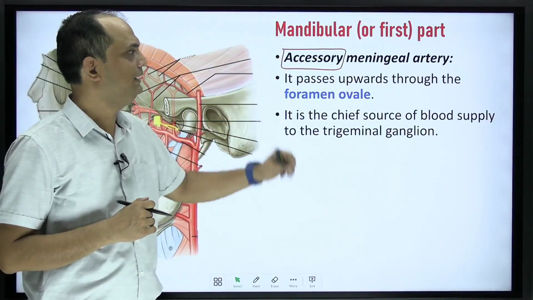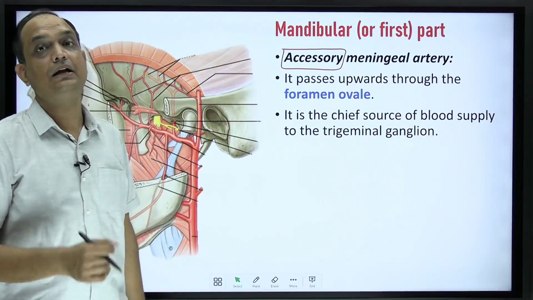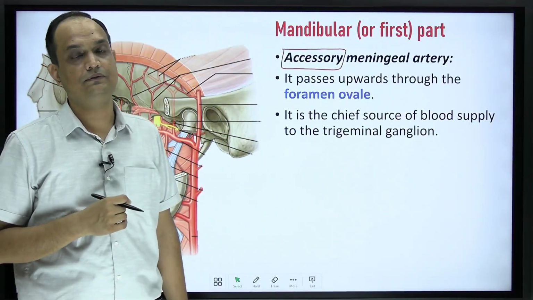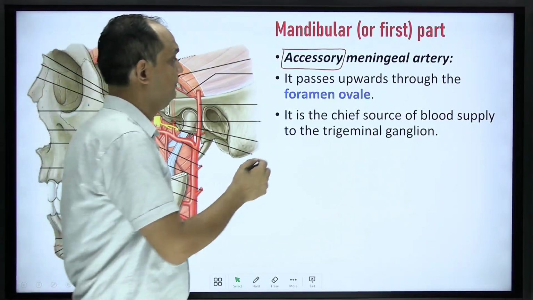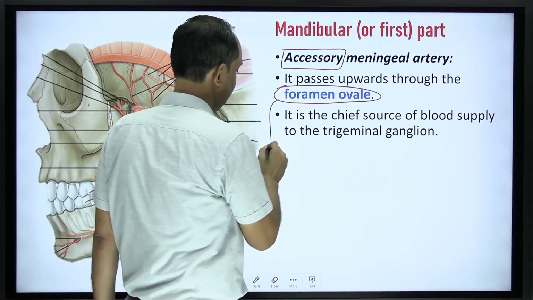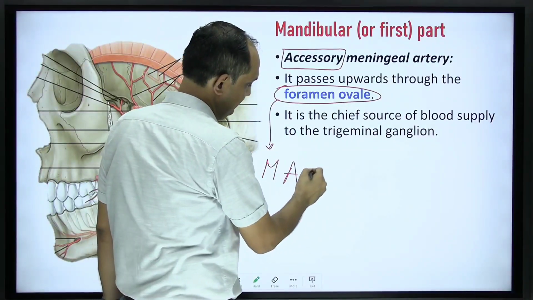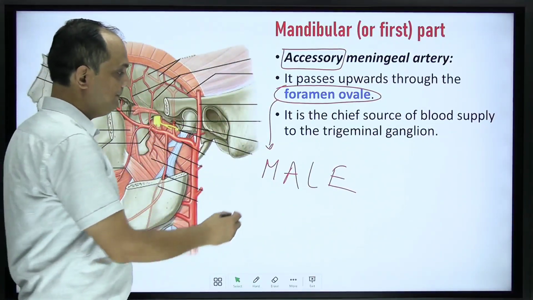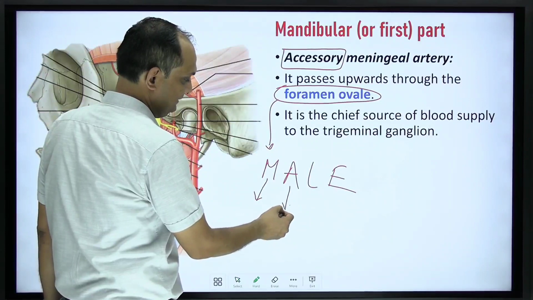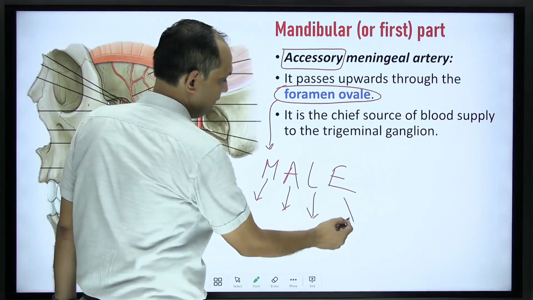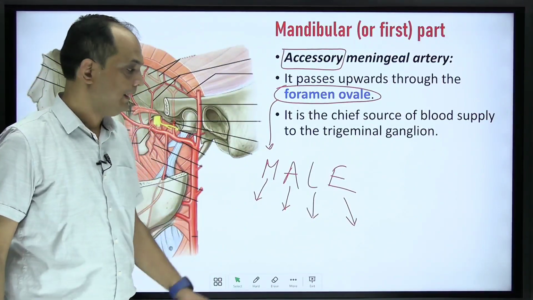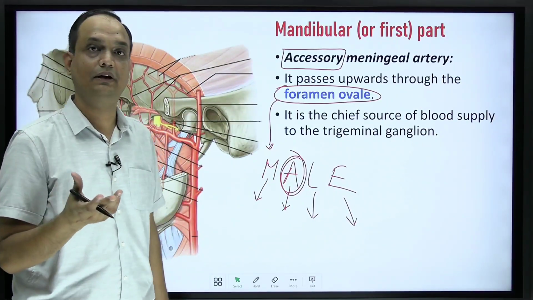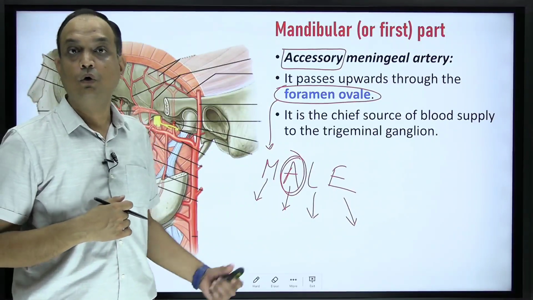Now the question most commonly asked about this accessory meningeal is that it ascends inside the cranial cavity, and there are two things you have to understand: it passes through the foramen ovale. Whenever we have the foramen ovale, we always have the word MALE. The structures through the foramen ovale can be remembered by this mnemonic. M is mandibular nerve, A for accessory meningeal artery, L for lesser petrosal nerve, and E for emissary vein. So this accessory meningeal artery ascends and enters the cranial cavity through this foramen ovale.